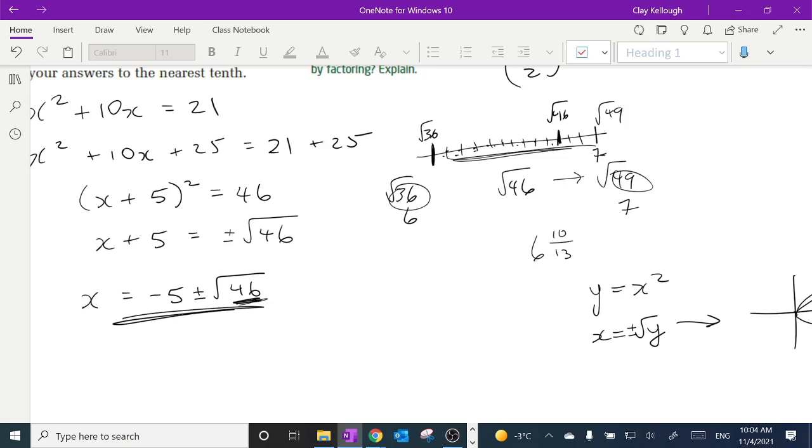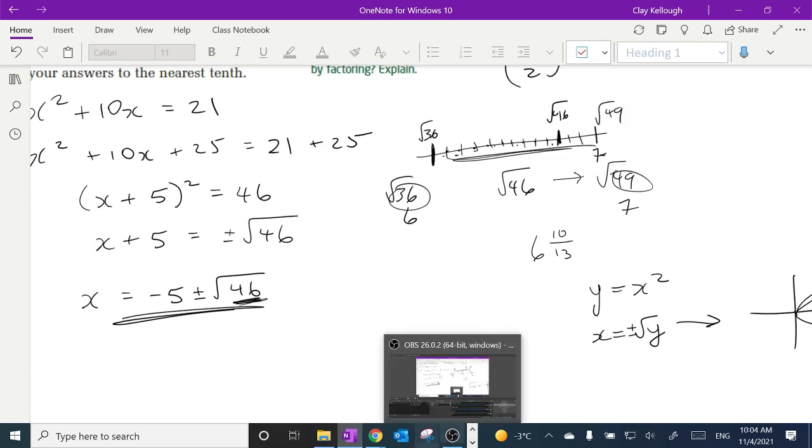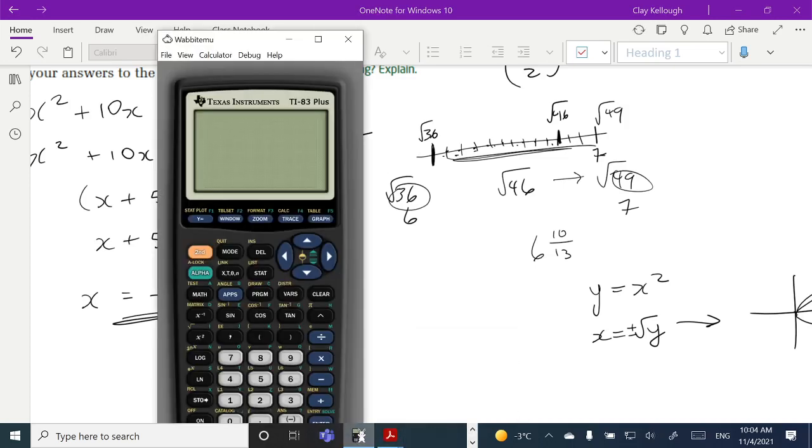If you want a fractional estimate, you could say it's 6 10/13. Let's see how close that is. Where'd my calculator go? Come on, clear everything. What is the square root of 46?